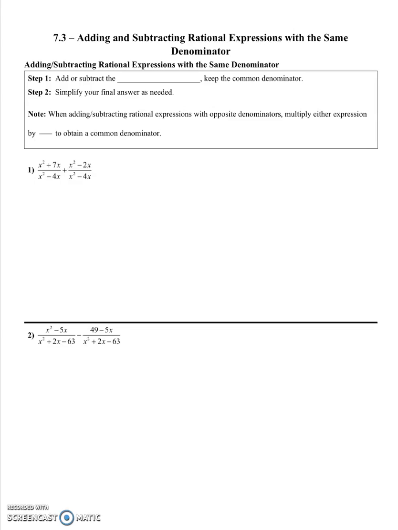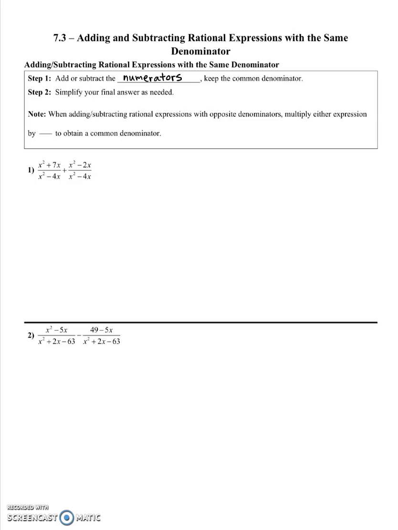Today we're going to do section 7.3, and that is talking about how we add and subtract rational expressions that have the same denominator. So the first thing we do is add or subtract the numerators, and we keep the common denominator. And then, of course, we have to simplify our final answer as necessary.